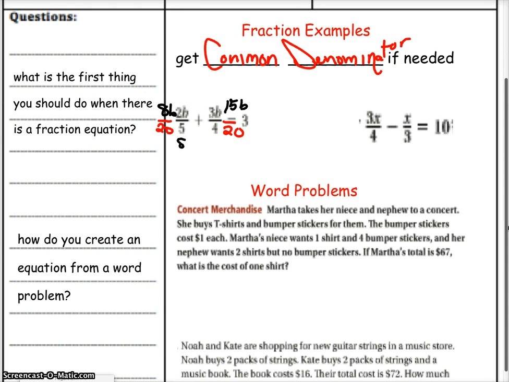So now I have 8b over 20 plus 15b over 20 equals 3. Now you can combine the top. You can put them together now. 8 and 15 is what? 23. Thank you, because I didn't know that off the top of my head. So 23b over 20 equals 3. Now how do you get rid of a fraction?